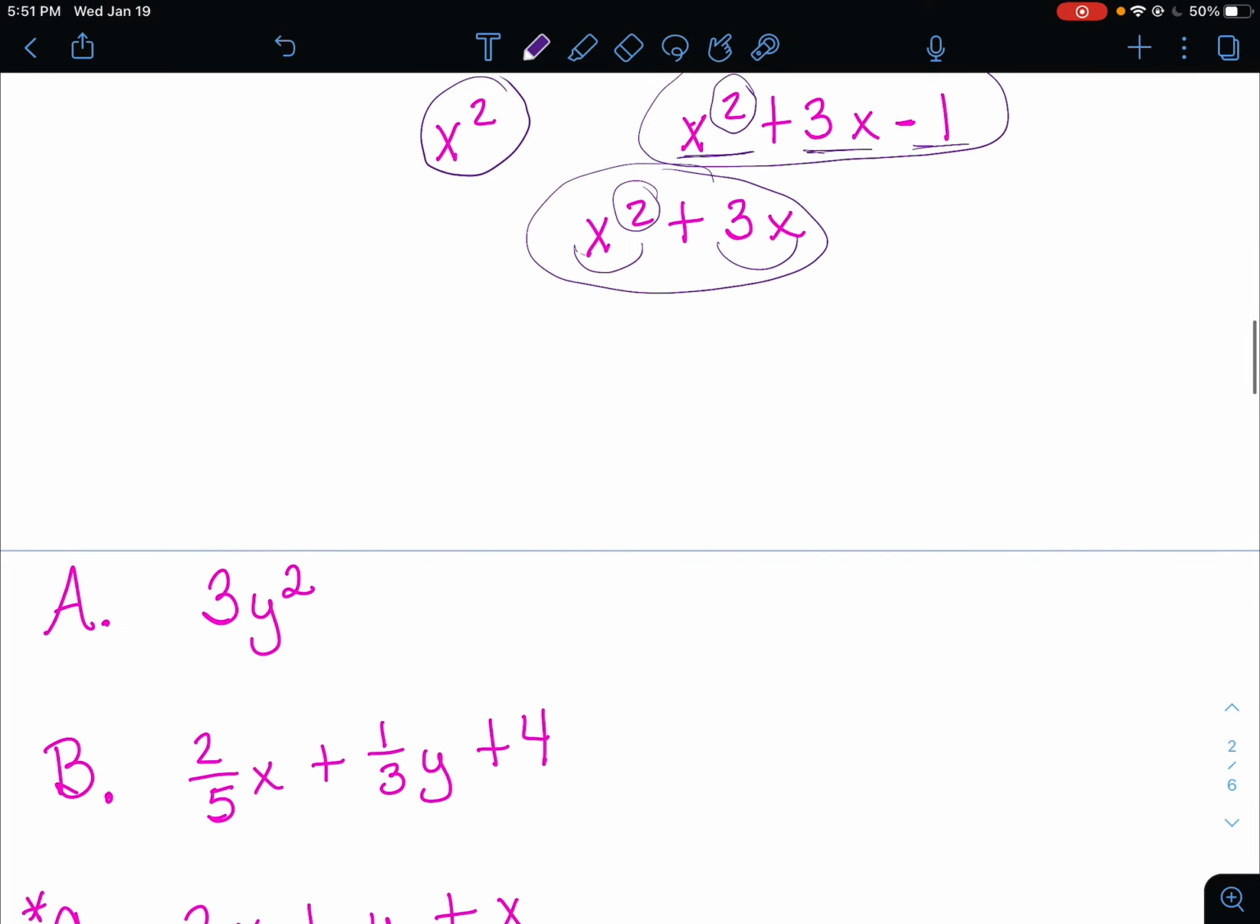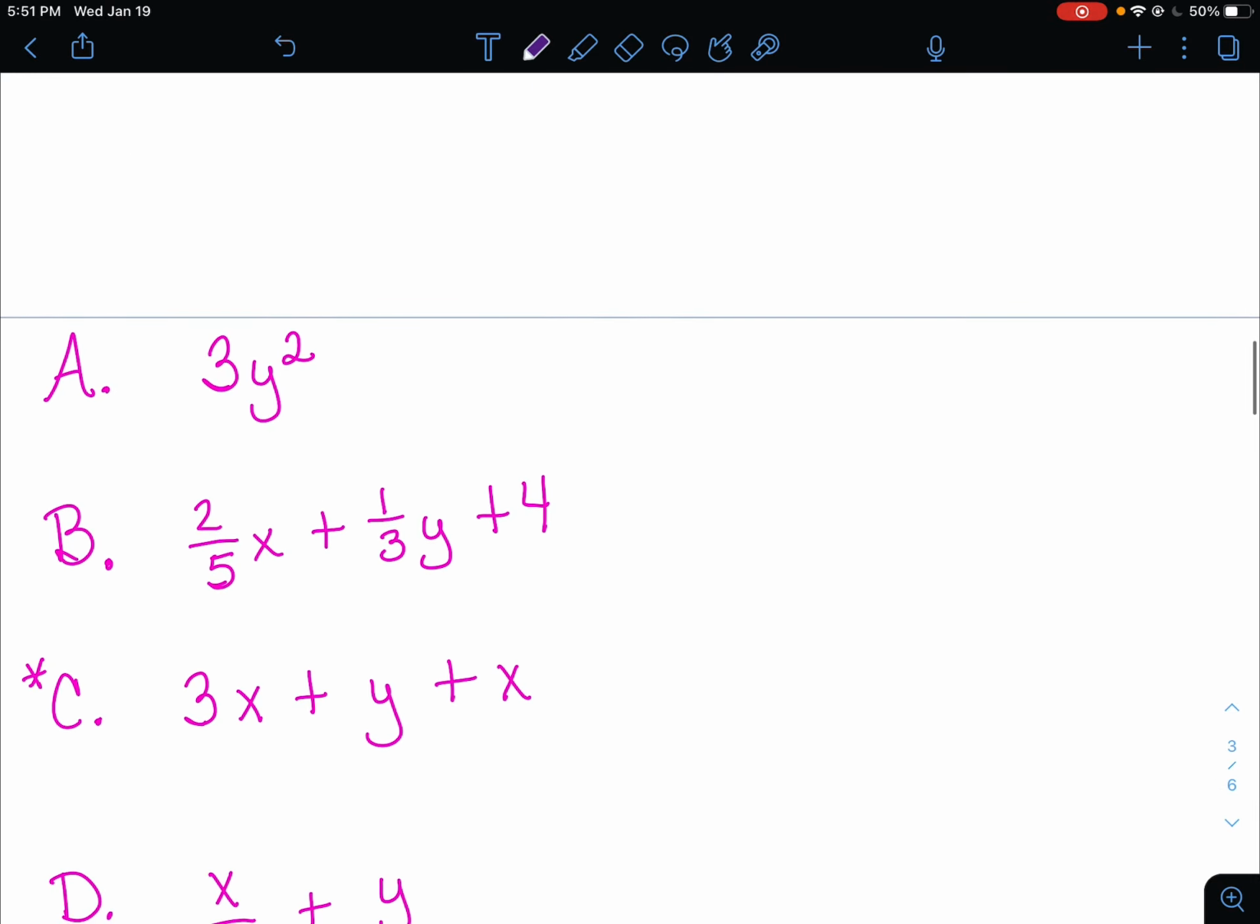All right, so let's see if we can identify some of these. So we have 3y squared. So the first thing you have to say is, is it a polynomial? Well, yes, this is a polynomial because that encompasses everything. So this is a polynomial, but most specifically, it's 1 term. So it's a monomial, very specifically.